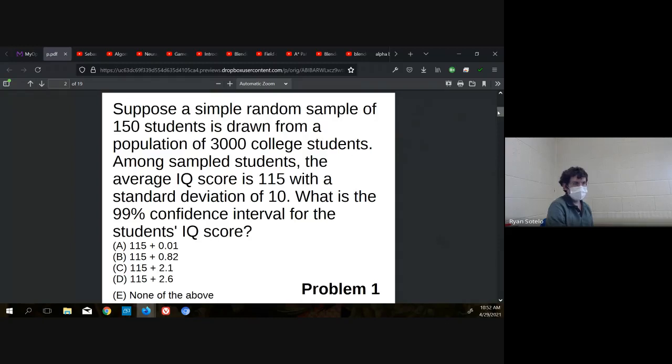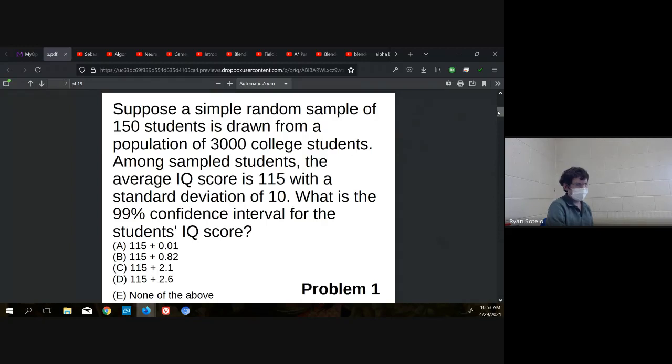N is 3,000. Is N 150, or is it N 3,000? Little n is sample size. Sample size is 3,000? Did you sample 3,000? 150. Oh, 150. There you go. N is 150. And then S is the deviation. Yep. What's the confidence? 99.